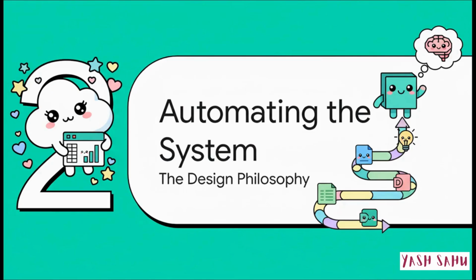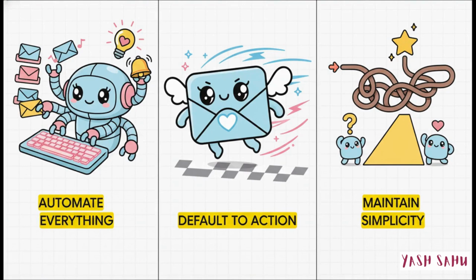So, how did they fix it? Well, this wasn't about just finding some new app to buy. It was about a total shift in thinking. Before they wrote a single line of code or a single formula, they came up with a simple but really powerful design philosophy to guide the whole thing. And here are those principles. It's so simple, it's brilliant.